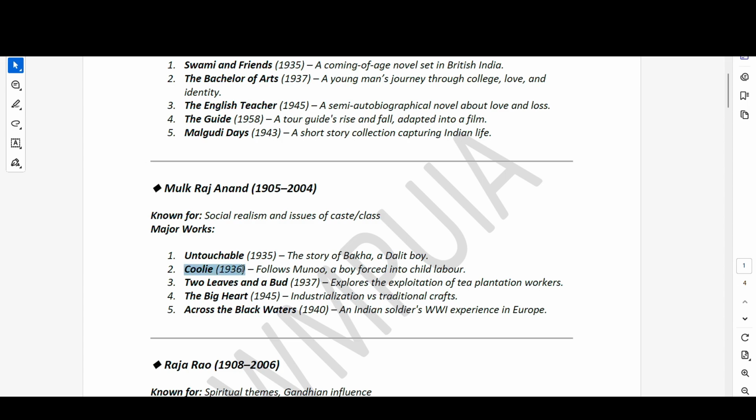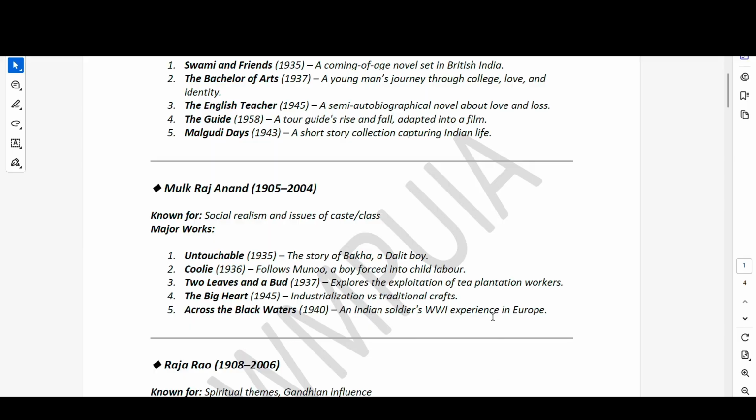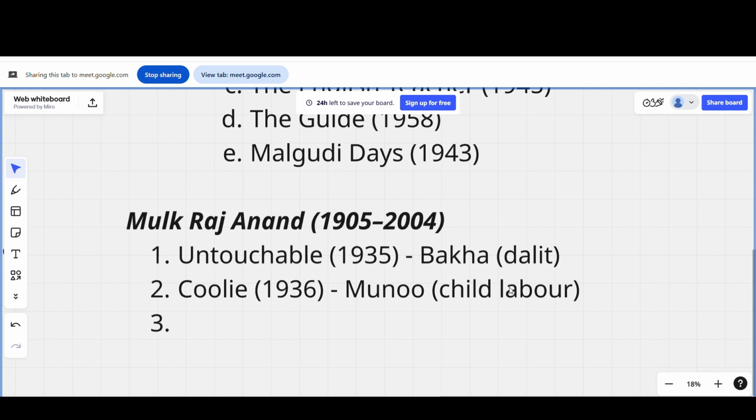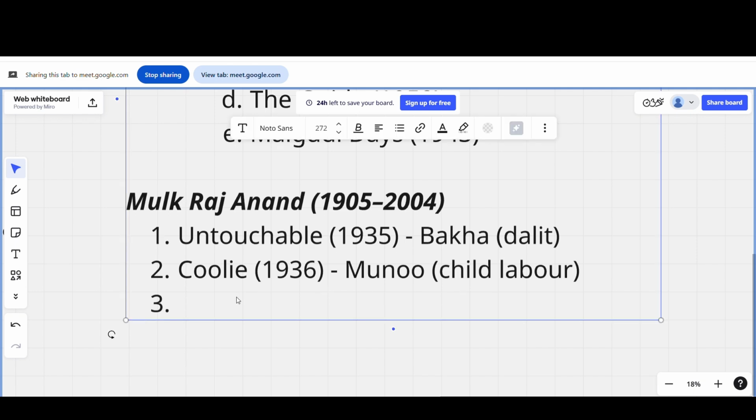Coolie, who is also written by Mulk Raj Anand. What is the name of the character? Munoo. It talks about child labor. Munoo, child labor. Some keywords I'm writing. So in the exam, if it mentions Munoo or Bakha, you just know that it is something written by Mulk Raj Anand, and it's either Coolie or Untouchable, right?